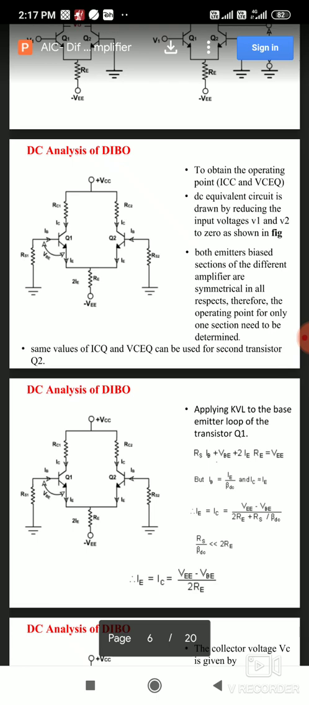The collector current IC, because that acts as the output current, and the output voltage is what? Collector to emitter voltage, that is VCE.